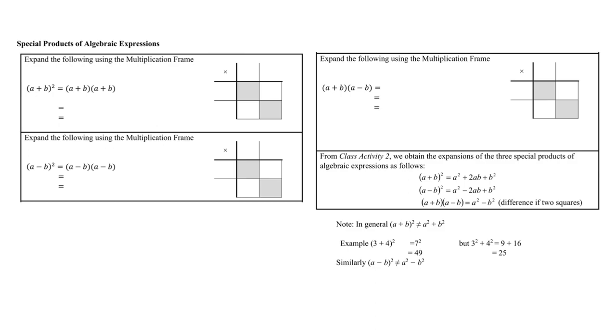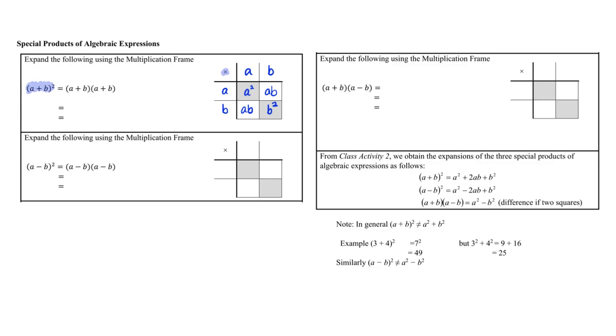So for the first one, where we have (a plus b) bracket square, this simply means that we are actually multiplying a plus b by a plus b. If I were to write it down using the multiplication frame, it will be positive a, positive b, positive a, and positive b, and I'm going to multiply them together, meaning a times a is a square, a times b is ab, a times b again is ab, b times b is b square.